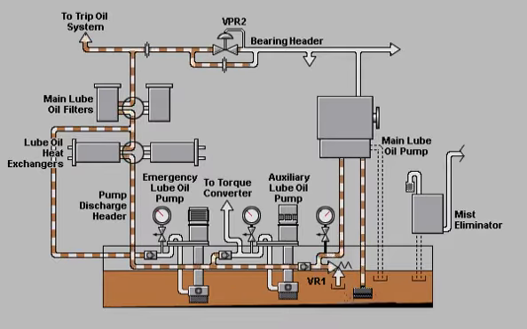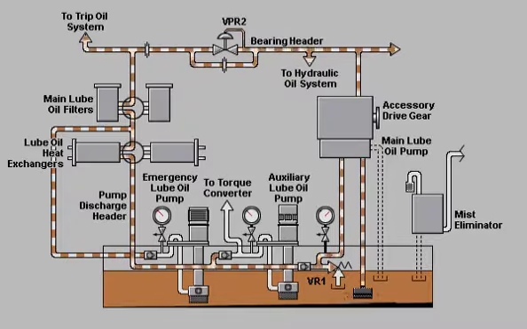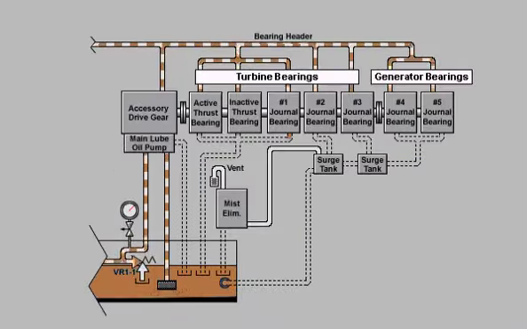VPR2 maintains oil pressure in the bearing header at approximately 26 psi. The bearing header then supplies filtered lube oil to the hydraulic oil system, accessory drive gear, and the turbine and generator bearings. After lubricating the accessory drive gear and the turbine number 1 bearing, lube oil drains directly back into the lube oil tank. Lubricating oil from turbine number 2 and number 3 bearings and from the generator bearings drains into surge tanks located in the turbine base. The forward surge tank drains into the lube oil tank.